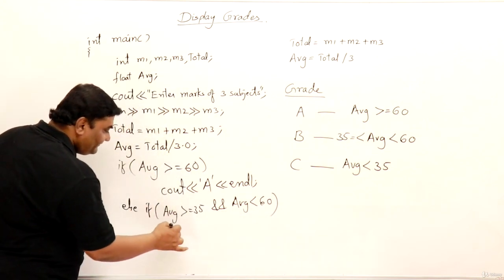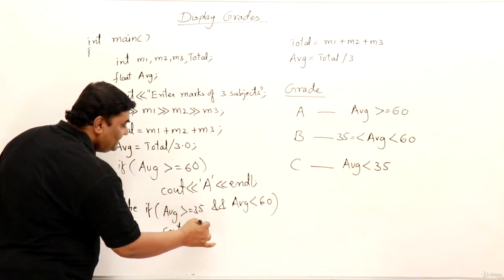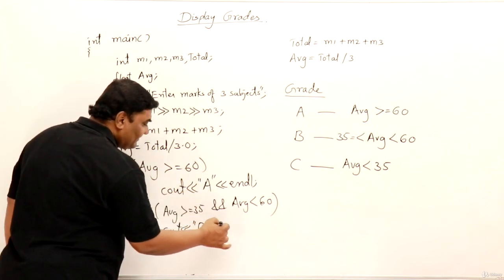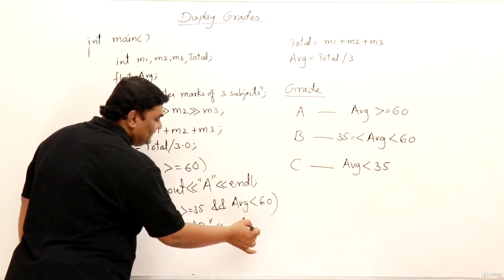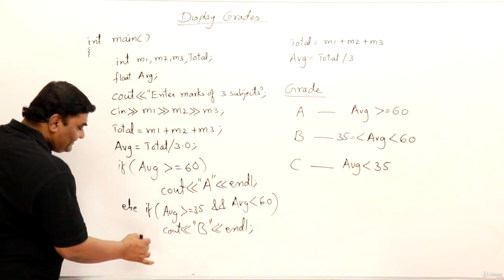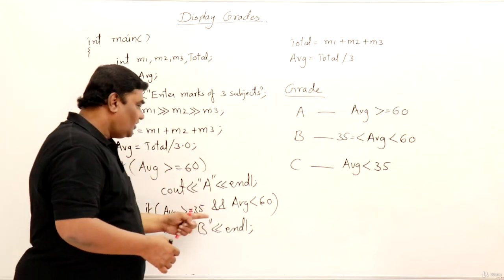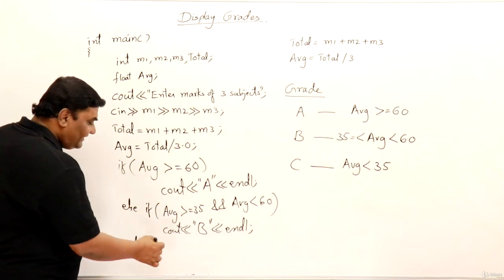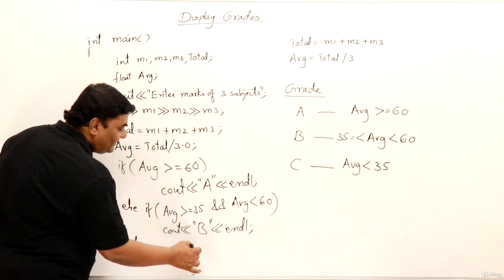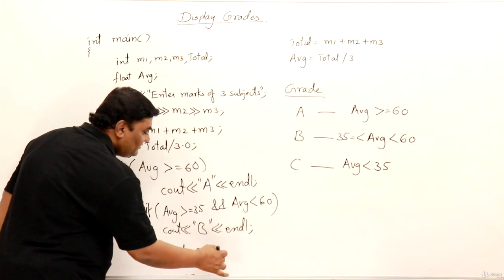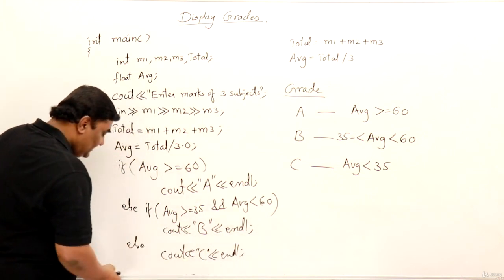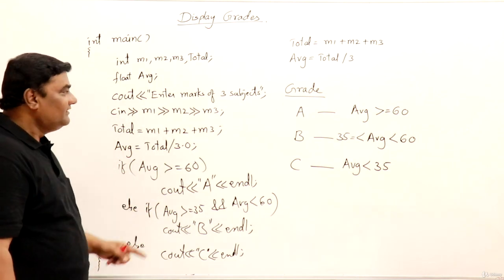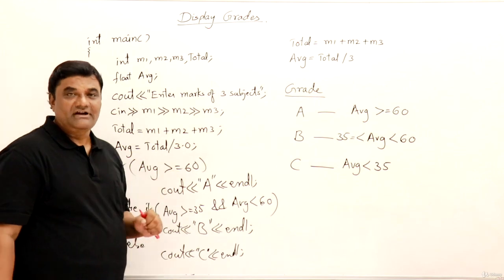Then for this we will display B. So I can use double quotes or single quotes, anything. Single quote will be a char, double quote will be a string, then endl. Then else means if it is not greater than 60, not between these two, then definitely it is less than 35. So when it is less than 35, just we will say cout, grade is C. So this is how we can write nested if. This is if, else if, then again else. So using nested if, we have written this program.